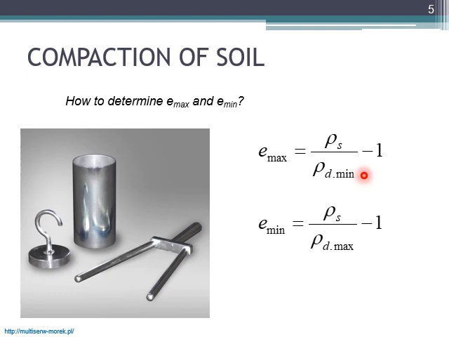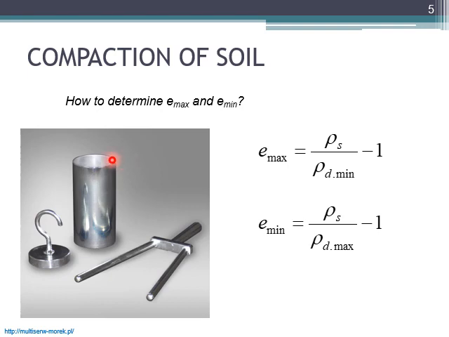So to create such a state for sand, we would simply pour the sand into the cylinder using kind of a funnel. So the bottom of the funnel would be placed at the bottom of the cylinder, and the sand would be poured using the funnel, and the funnel would be then lifted very, very slowly and carefully upwards until the whole cylinder is filled with the sand.